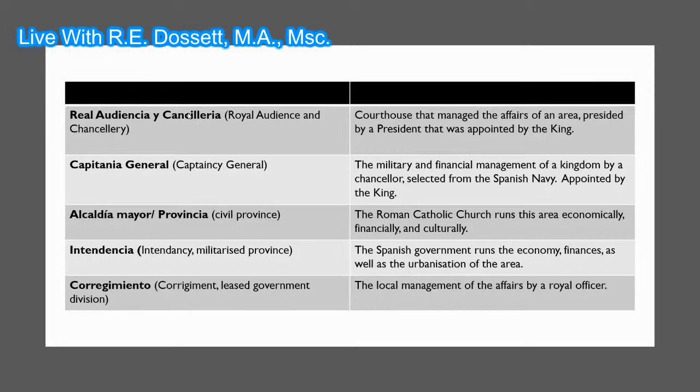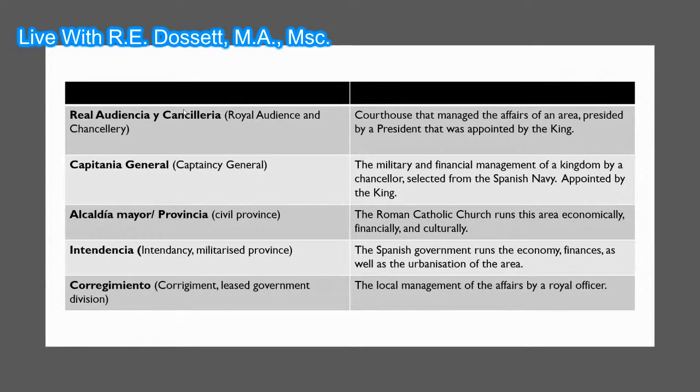Now, what you see here are the layers. I'm going through them one by one. Let me start from below. That's much better. Corregimiento. A corregimiento, or corregiment in English, is the least division of a government.